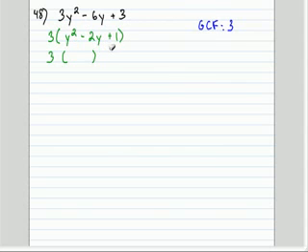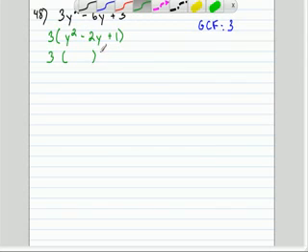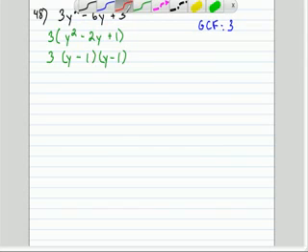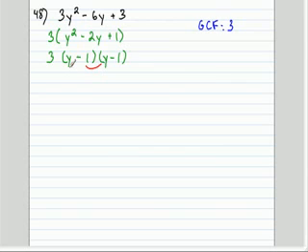So let's do it this way. Let's not even put the square in yet. Square root of the front, square root of the back, square root of the front, square root of the back. The middle sign is negative, meaning that both of these are going to have to match. They're both going to be negative, because a negative times a negative is the positive. All I need to do is check my middle term. Negative 1y, negative 1y.